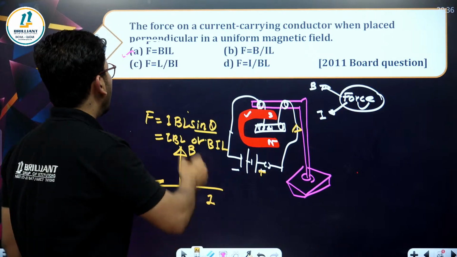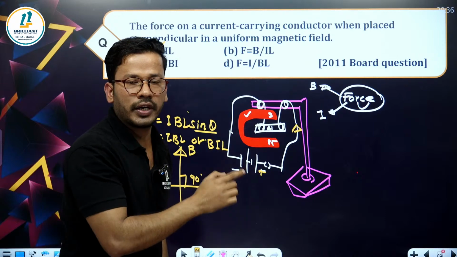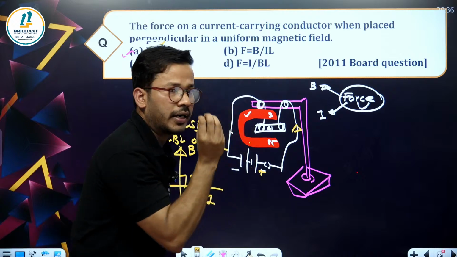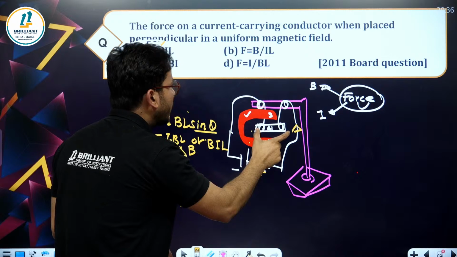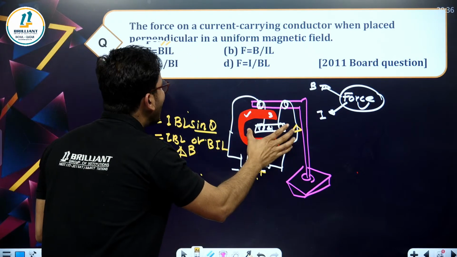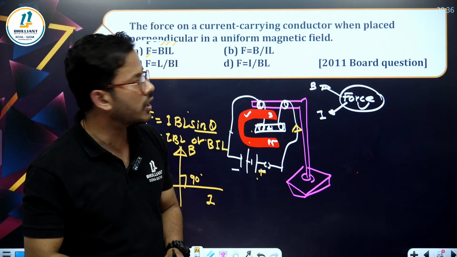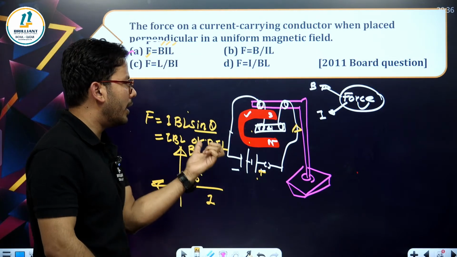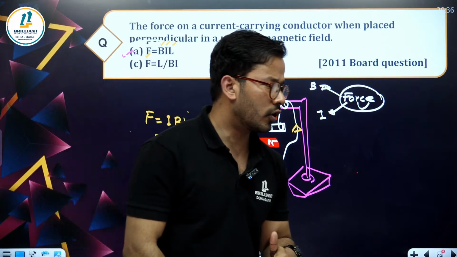In other words, the force produced depends upon the magnetic field. If you increase the magnetic field, the force will increase. Similarly, if you increase the current, the force will increase. And also if you increase the length, the force will increase. So this force depends upon these three factors: magnetic field, current, and length. Also the angle between magnetic field and current direction. You guys are getting it?